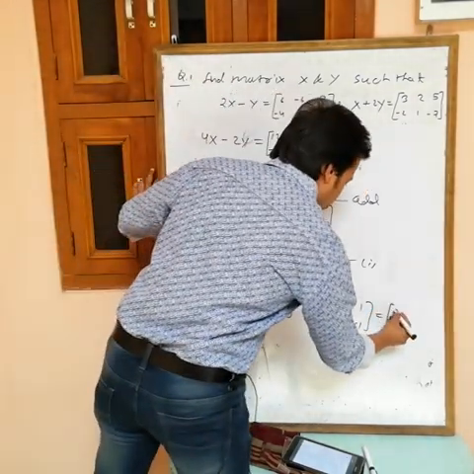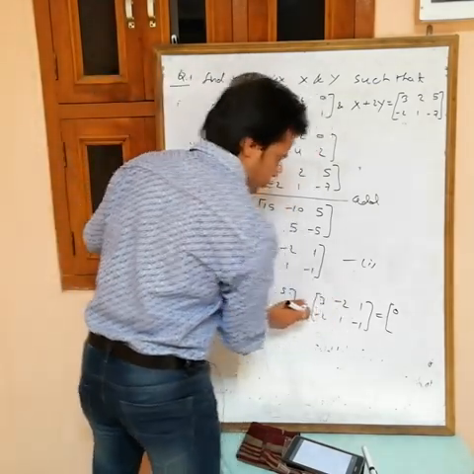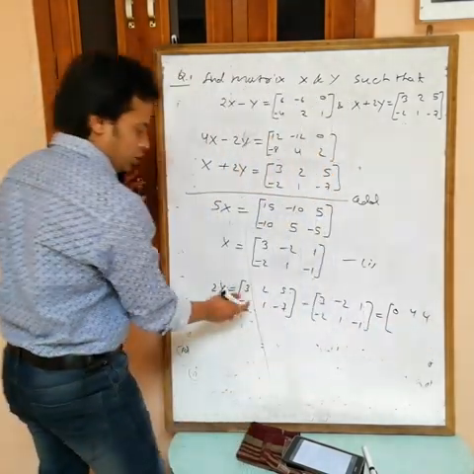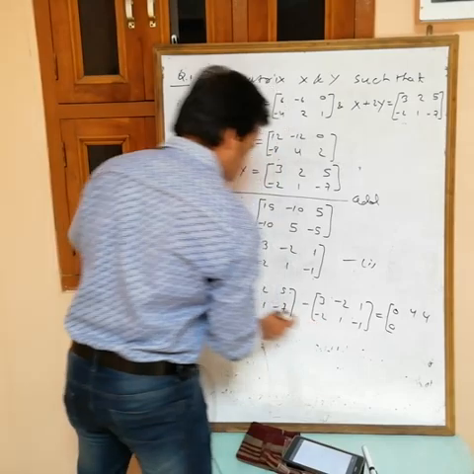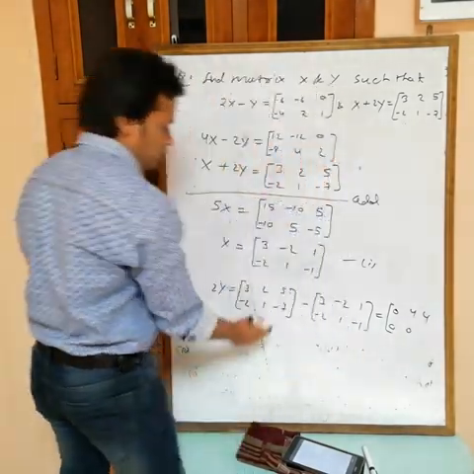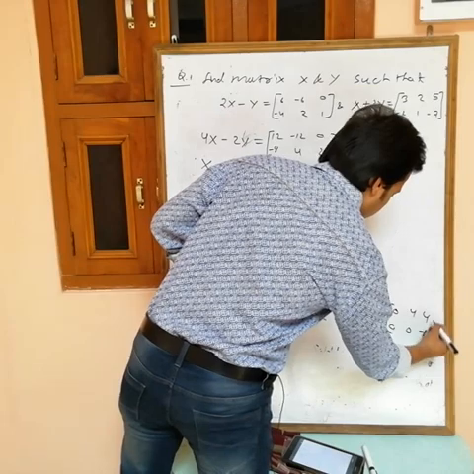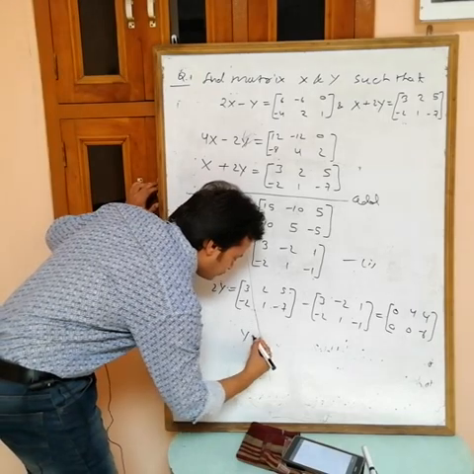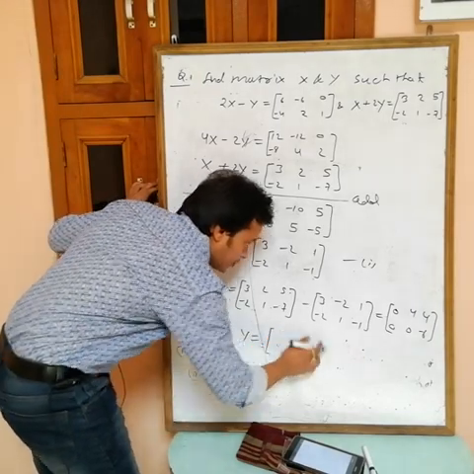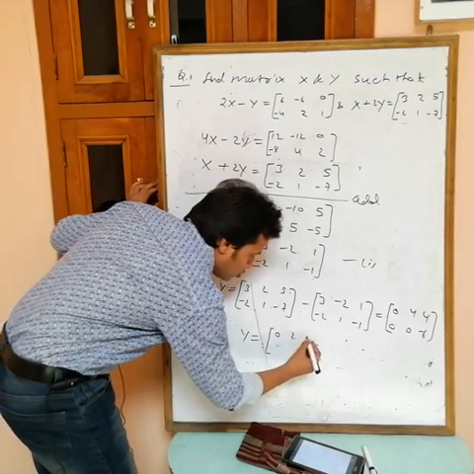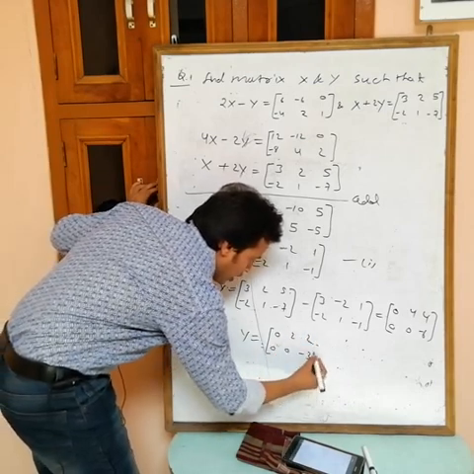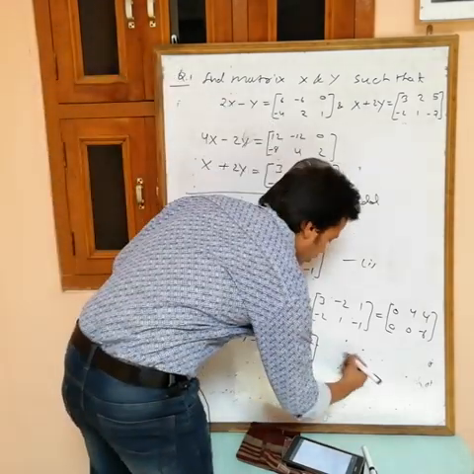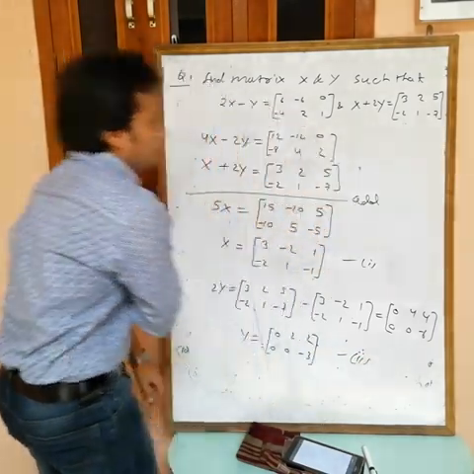3 minus 3, 0. Very good. 2 minus minus, now this minus minus becomes plus, so 4. 5 minus 1, 4. And minus 2 cancels out, 0. 1 and 1 cancel out, 0. And minus 7 and plus 1 becomes minus 6. Now divide by 2, this is the value of 2Y na. Then Y is equal to, if you divide all elements by 2, [0, 2, 2; 0, 0, -3]. Okay, done. So this is X and this is Y. No problem. Okay, write down.